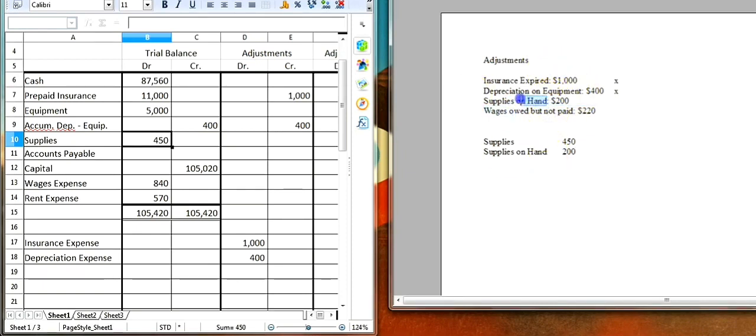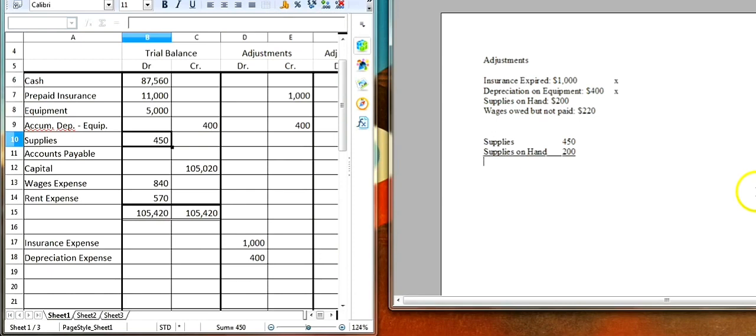This means that supplies on hand is a key phrase here. Watch for this: supplies on hand. That means that at the end of the month I went into the back and did an inventory. I said, how many supplies do I have, and I counted $200 worth of supplies. This supplies on hand is not how much expense I have. This is not my expense. This is how much is left over.